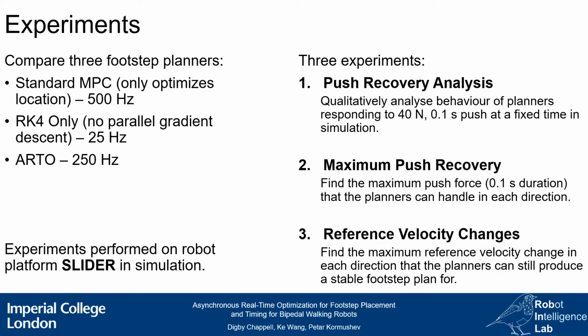To test the capabilities of RTO, it was compared against two other footstep planners, location-only MPC and the RK4 optimizer running alone. 3 experiments were performed. 1. A qualitative observation of small push recovery. 2. Finding the maximum possible push that can be recovered from in each direction. And 3. Finding the maximum possible reference velocity change that the planners can produce a stable footstep plan for. All experiments were performed in simulation on the walking robot Slider.